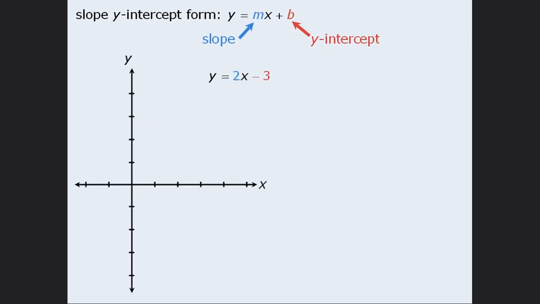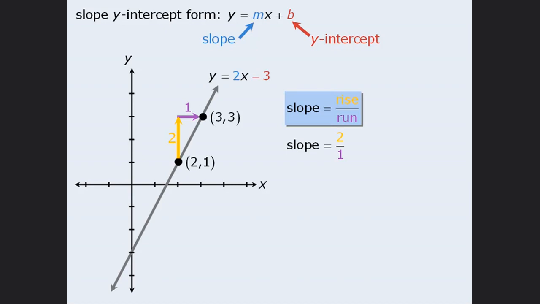So, for example, if we are given the equation y equals 2x minus 3, we should immediately have a good idea of what this line looks like. We know that its slope must be 2 and its y-intercept must be negative 3. When we graph this line, we see that its slope is 2 over 1, which simplifies to be 2. And we can also see that the line intersects the y-axis here at the point (0, negative 3). So the y-intercept is negative 3.